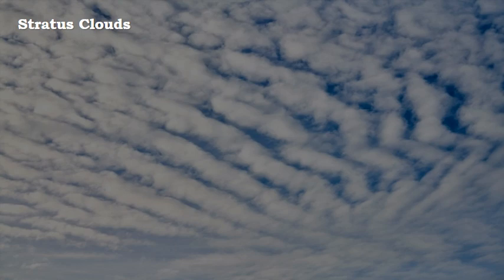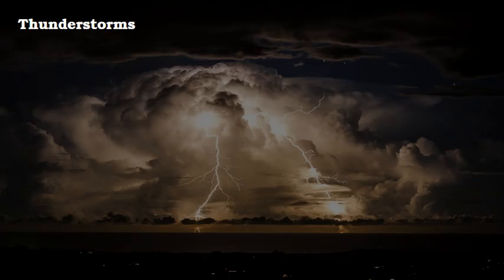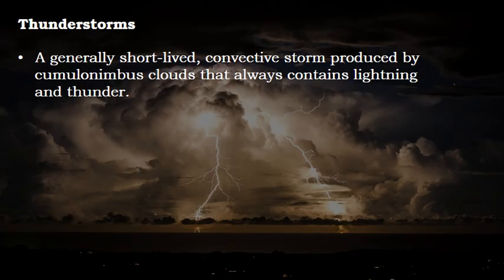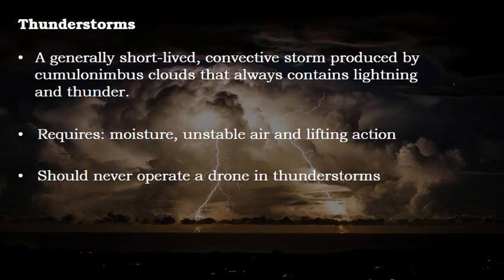Another type is stratus clouds. They typically have low, widespread stable air, so they can reduce visibility significantly, affecting the decision to fly or not fly. Clouds and other air elements can lead to thunderstorms. A thunderstorm is a, generally short-lived, convective storm produced by cumulonimbus clouds that always contains lightning and thunder. They require moisture, unstable air, and lifting action in the atmosphere. It must be noted that a drone should never be operated in a thunderstorm.